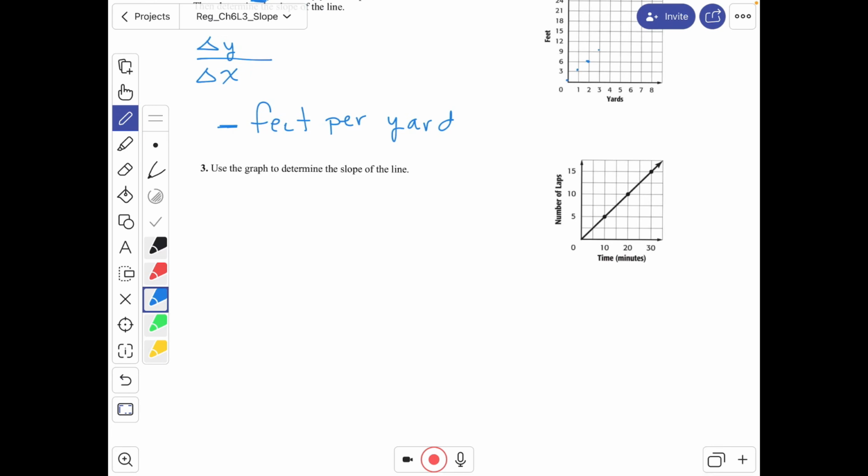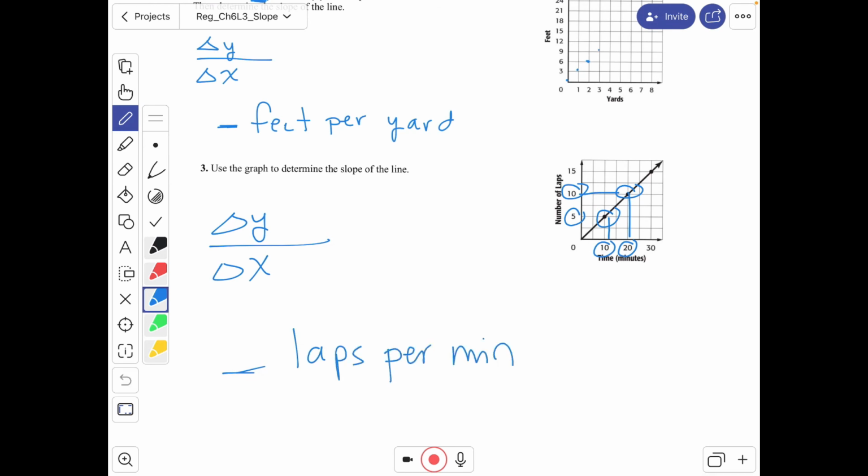And for this last one, you are just trying to find the slope. And the slope is 2 points that we subtract. So you can use the graph and pick 2 points to subtract. And it'll be some number, laps per minute.